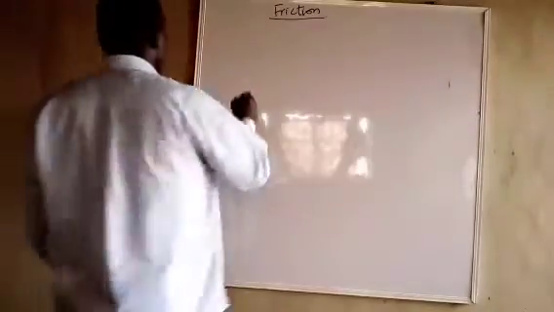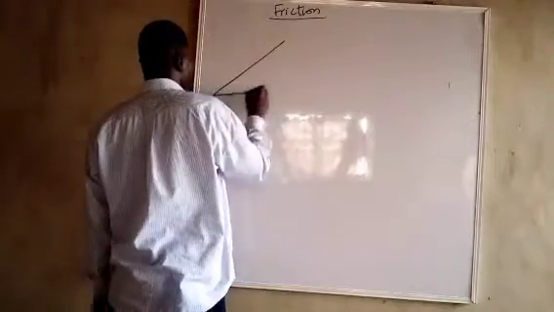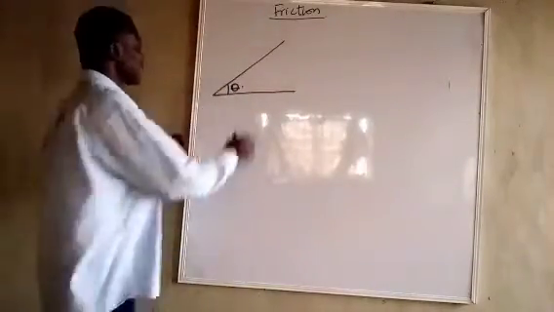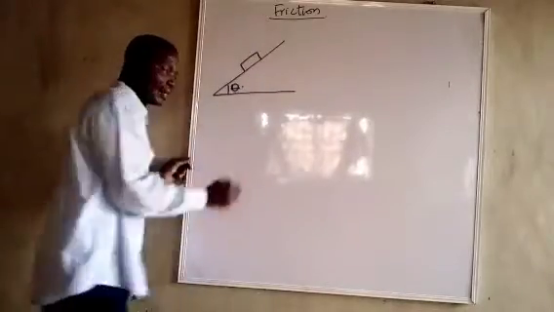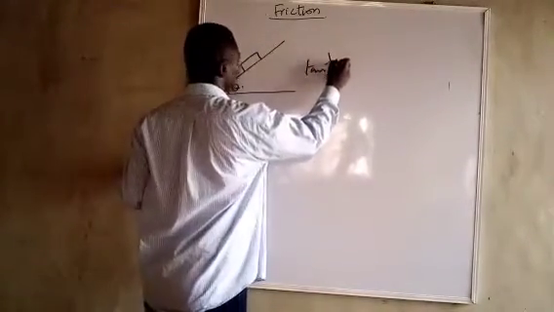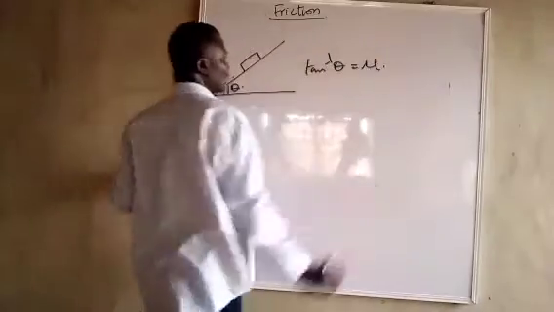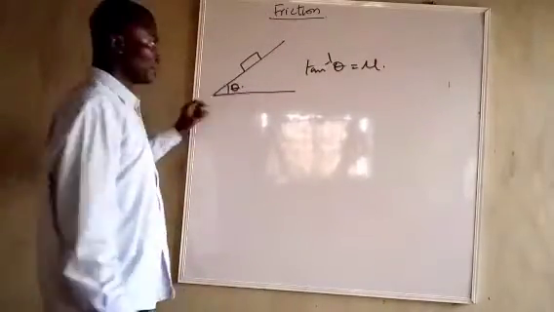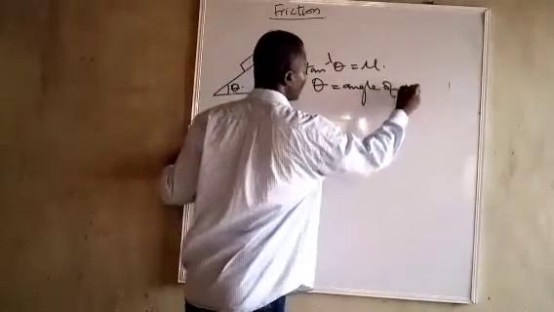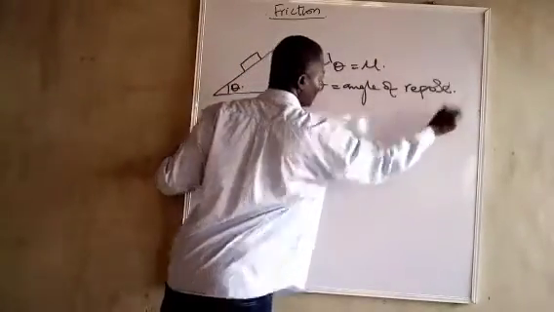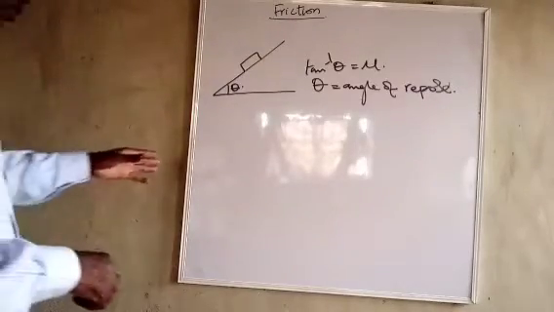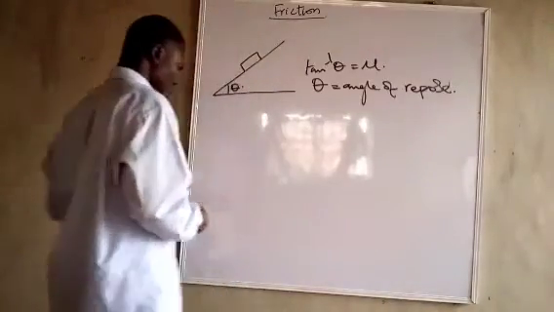So when we have it like this, I told you that if we increase it and this body starts sliding, the tan of this is equal to mu. So this angle here, we call it the angle of repose. That's the important thing to learn here.